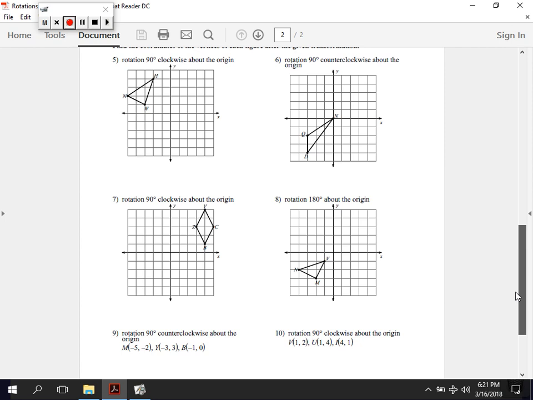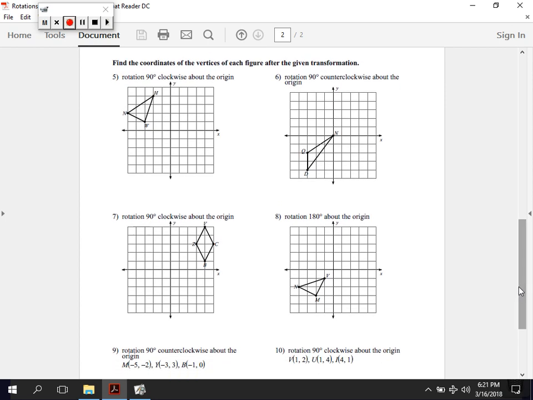On the back, you have 4 problems here that they want you to write the new figure on the coordinate plane. So they want you to do the rotation. So write your rule and do the rotation, and they want you to graph it. So that's what we'll be looking at tomorrow, is checking to see if you did the right graphs.